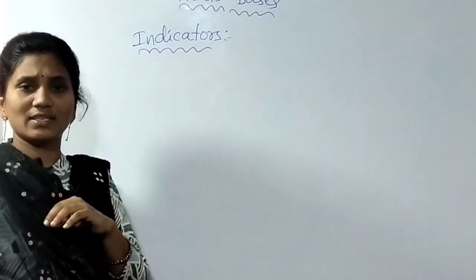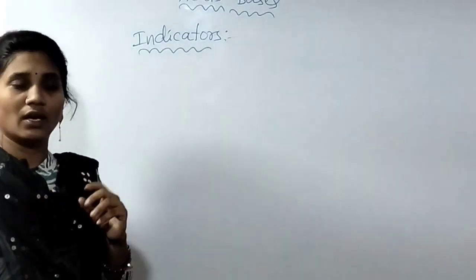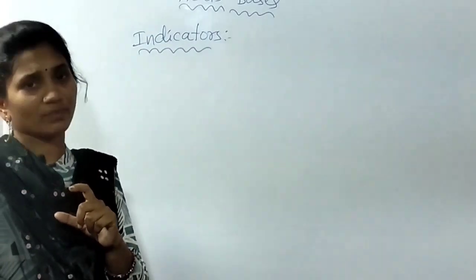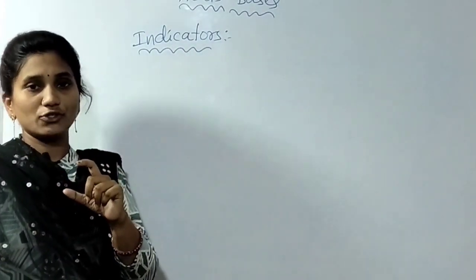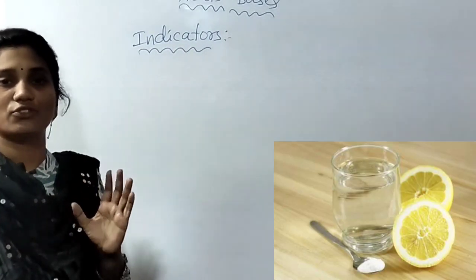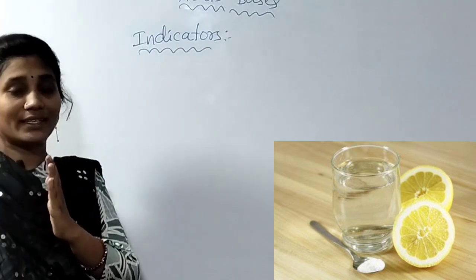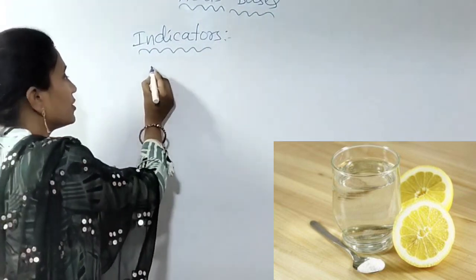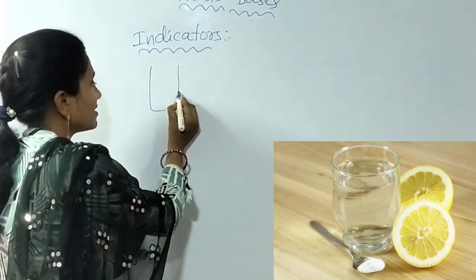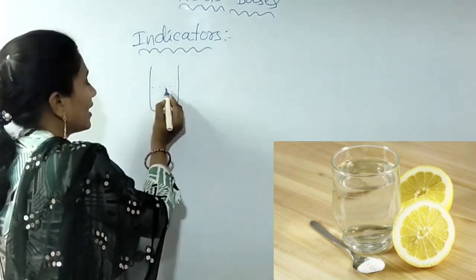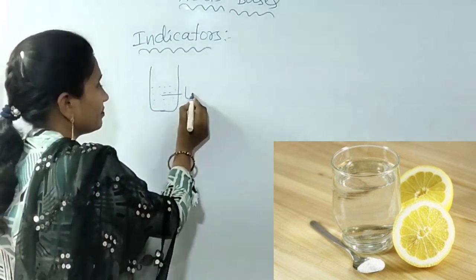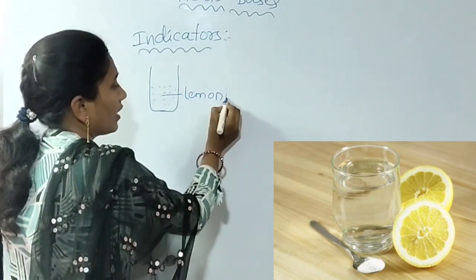We might have seen or we might have drunk lemon juice in summer. Whenever we take a glass of lemon juice, we know the taste is usually sour. But when sugar is added, what will happen? The taste of the lemon juice will change. Here in this glass, I have squeezed one lemon and taken the water. Now it has become lemon juice, or lemon water.